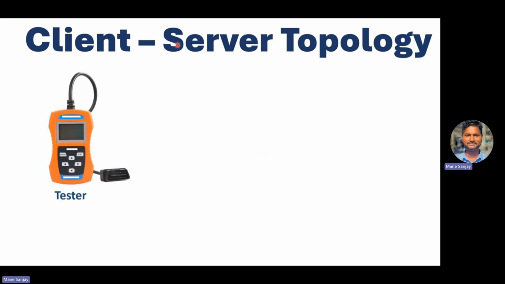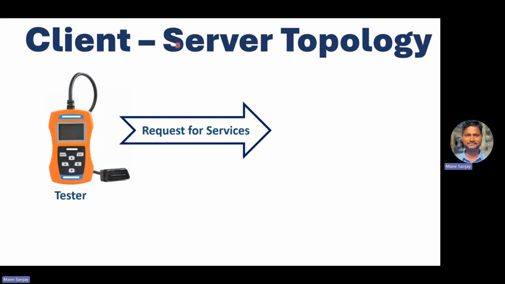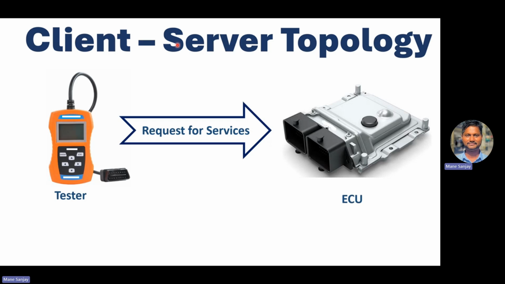Now, very simple, there is one hardware interface, and we are calling that a tester. It is requesting some service, and for whom it is requesting service in the vehicle, that's the ECU. So tester is the hardware interface and ECU is there. Just imagine this tester is being called a client. Why? Since the tester requests a service, it is called a client. And since the ECU receives that service request and provides the service, it is called a server. So ECU is called a server.